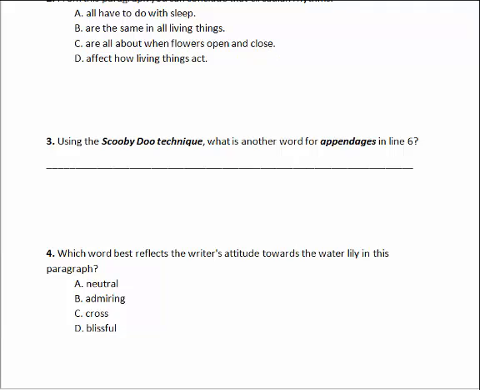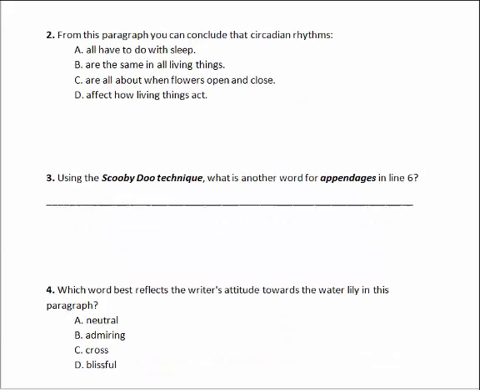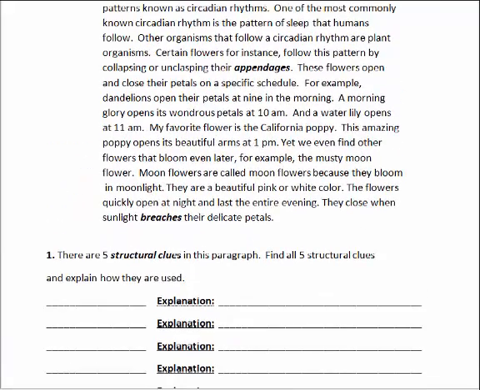First things first, when we look at problem number 4, it says, what reflects the writer's attitude towards the water lily in this paragraph? What do we think of the water lily? We're going to use the good stinky rule on that. Let's find where it talks about the water lily. And the water lily comes from up here. So here it is.